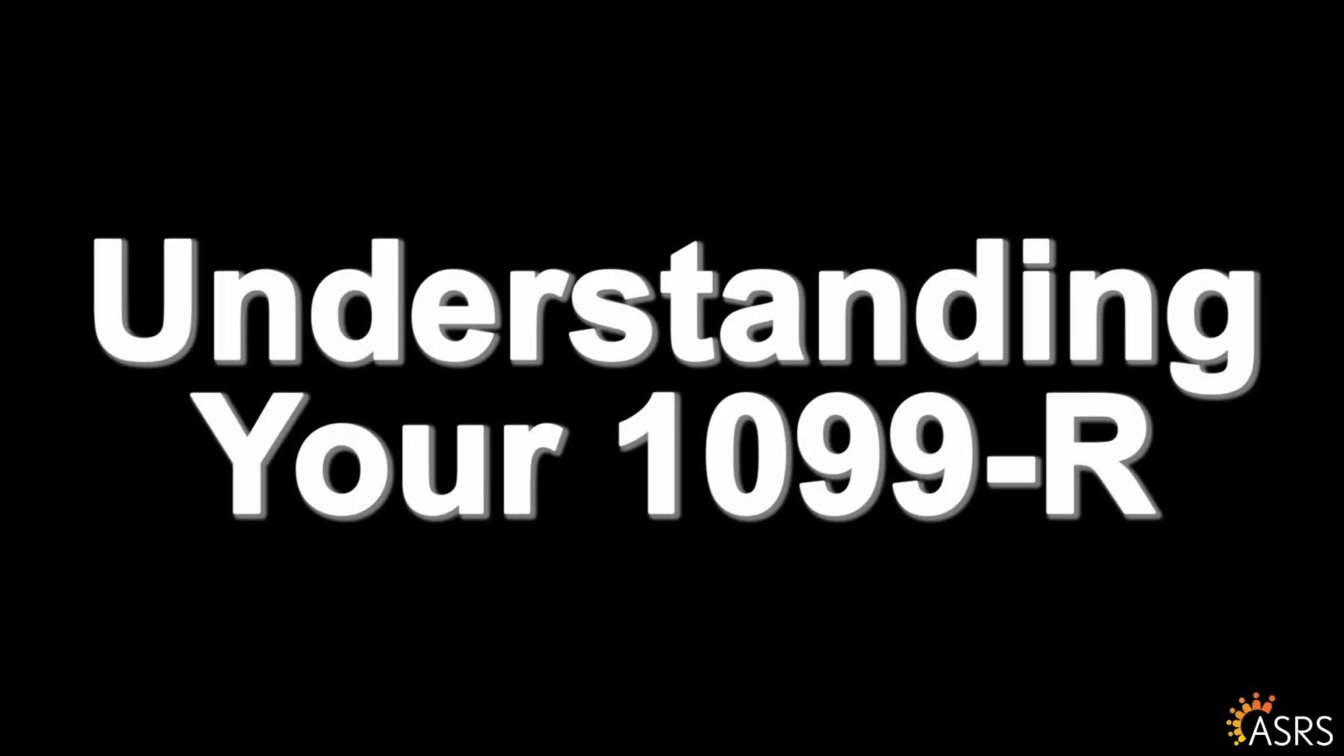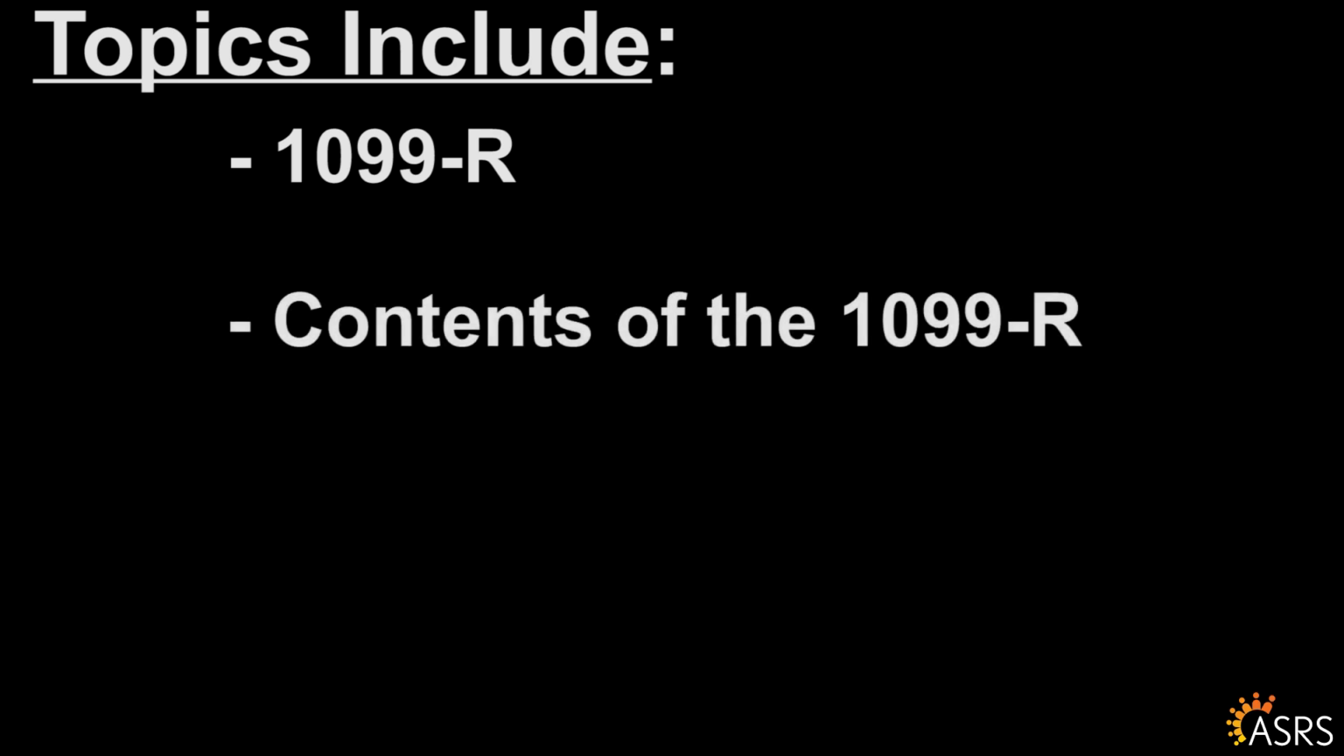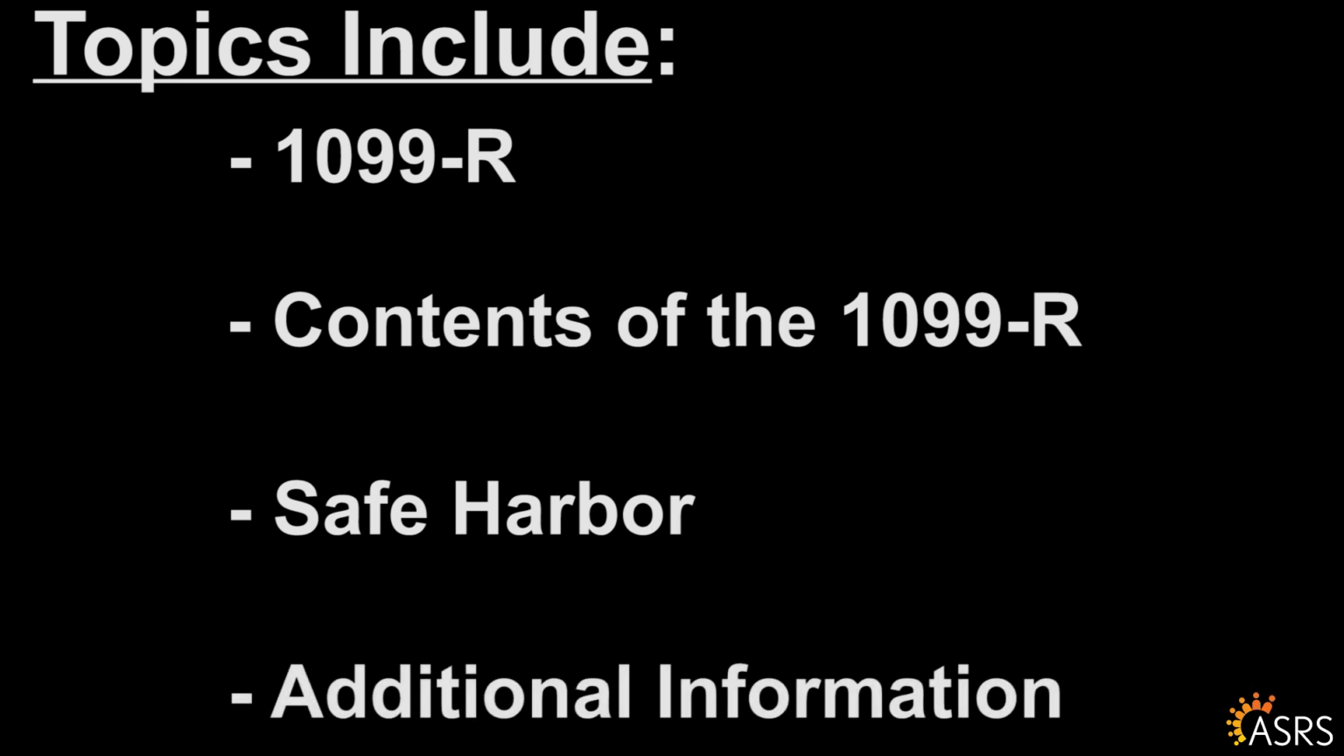Whether you're newly retired or you've been retired for a while, it's important to understand how your benefit is reported for tax purposes. Topics we'll look at today include what the 1099-R form is and how many you may receive, the contents of the form, what safe harbor is and how it may apply to you, and some additional information you may find helpful.